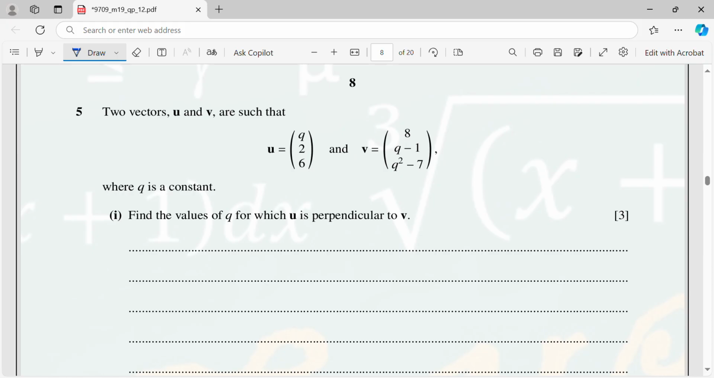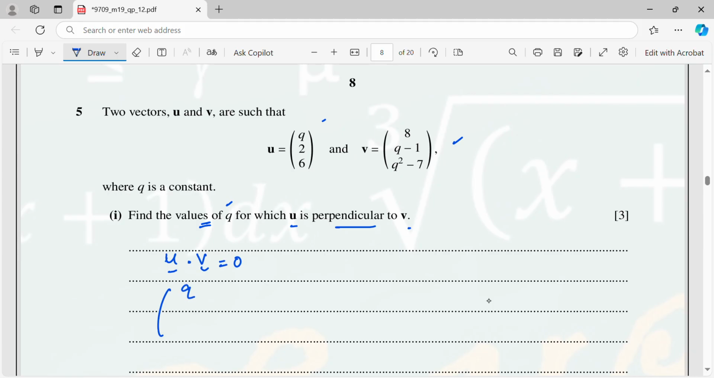Okay, question number 5. Two vectors u and v are such that u is (q, 2, 6), v is (8, q minus 1, q squared minus 7), where q is a constant. Find the value of q. Values, so it means that more than one value here for which u is perpendicular to v. So when u is perpendicular to v means that u dot v equals 0. The dot product equals 0.